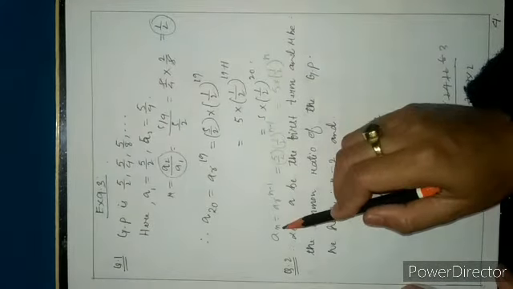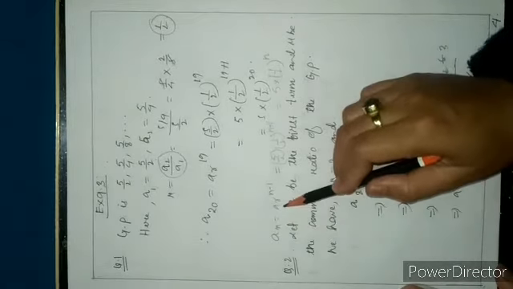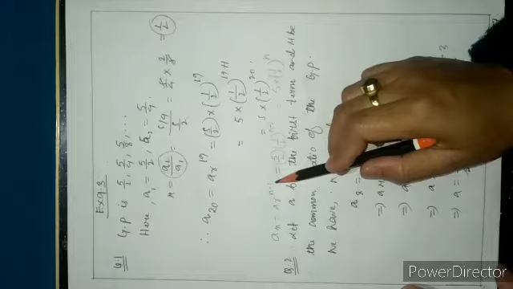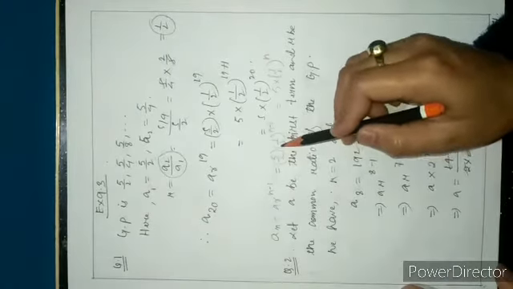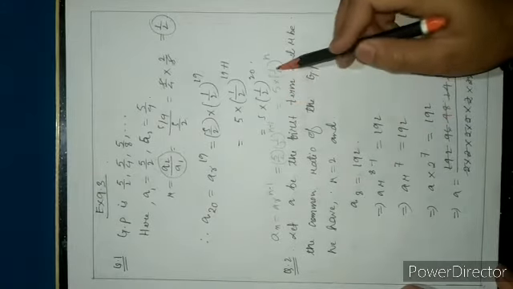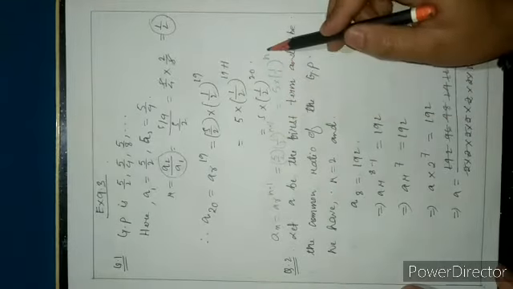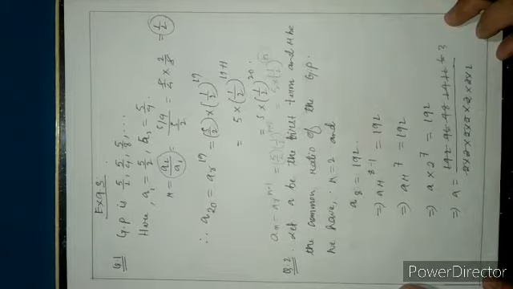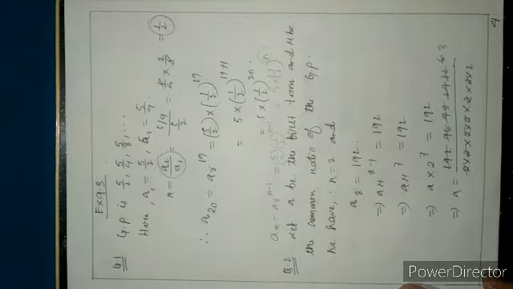Now we are going to write an. An means the general term of the GP, which is given by a r to the power n minus 1, is equal to 5 by 2 into 1 by 2 to the power n minus 1. That is 5 into 1 by 2 to the power n minus 1 plus 1, which gives n. So this is our general term.